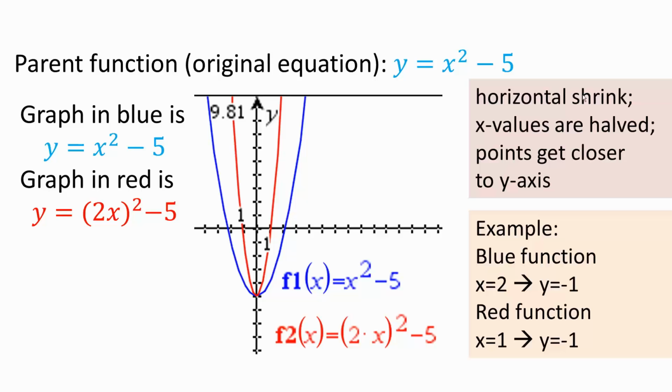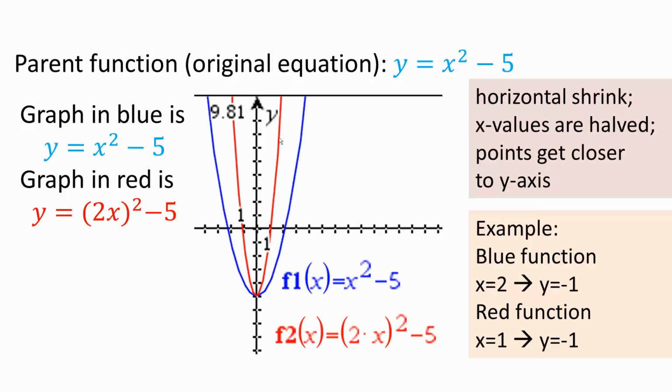Now for a horizontal shrink. So again, same parent function, but instead the red function would be y is equal to parentheses 2x close parentheses squared minus 5. And so in this case, the x values are halved and the points get closer to the y-axis. For example, when x is equal to 2, then our y is equal to -1. So we get 2 squared minus 5, so y is -1. Now for the red function, when x is 1, we would get 2 squared, so 4 minus 5, and we would get y is equal to -1.